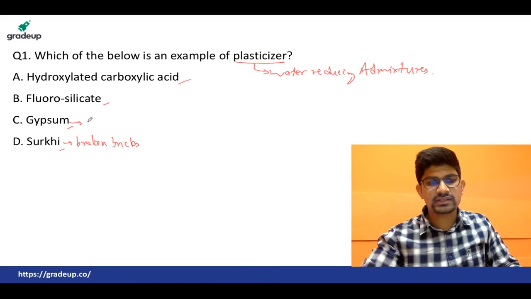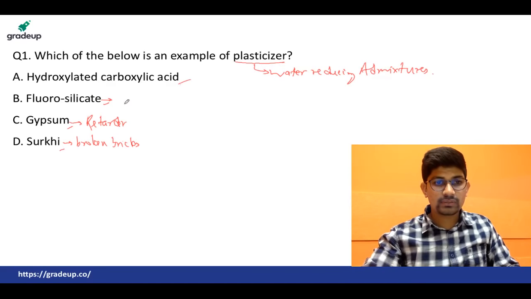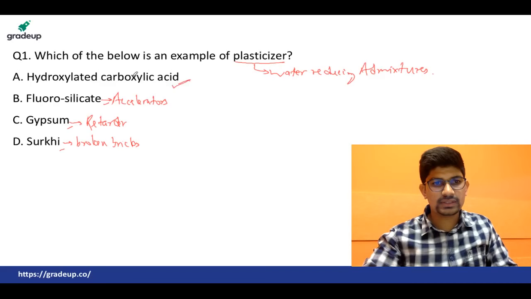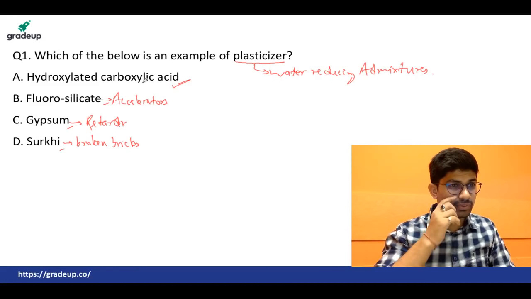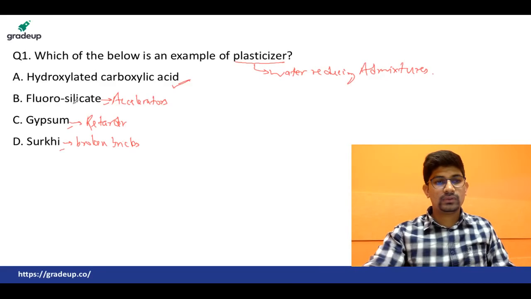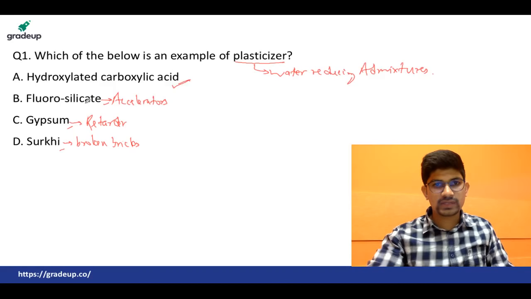Gypsum, as you know, calcium sulfate, is a retarder. Fluorosilicate, I have told you what are silicates. Silicates are accelerators. So the correct option is option A, that is hydroxylated carboxylic acid. Yes, many of you have answered it correctly. Fluorosilicate, I have told you various types of silicates act as accelerator, and fluorosilicate is one accelerator. Gypsum is retarder, and surki are the broken bricks, so they act as a building material.